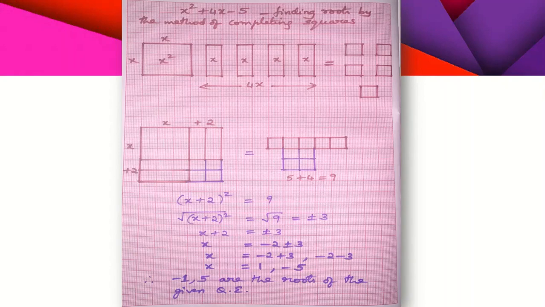For representing 4x, we consider 4 rectangles whose length is 1 unit and breadth is x units. So the area of each will be length into breadth, which is x into 1, equal to x. So we consider 4 rectangles, each of area x square units. And for 5, we have shifted the constant term to the RHS, so 5 is represented by 5 unit squares of side 1 unit.